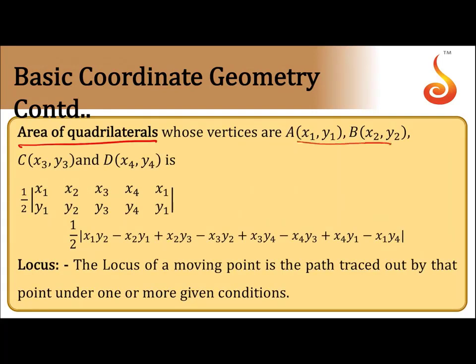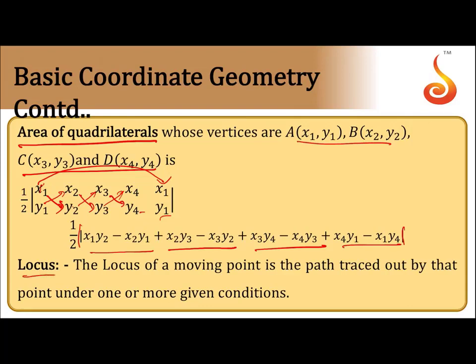And the area of the quadrilateral. When the 4 vertices of a quadrilateral are given to you, you can take x1, y1, x2, y2, x3, y3, x4, y4, and again x1, y1 repeated. Then cross multiply: x1y2 minus x2y1, plus x2y3 minus x3y2, plus x3y4 minus x4y3, plus the remaining part. That gives you the area of the quadrilateral overall, with the modulus sign.